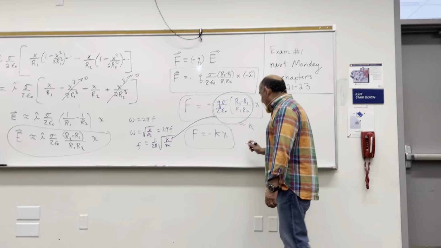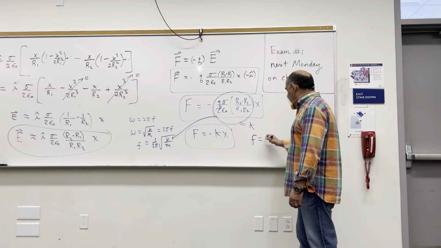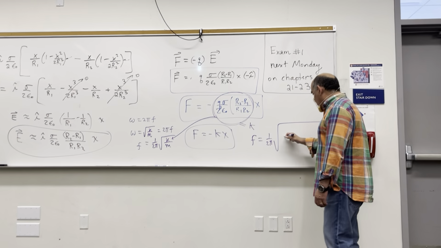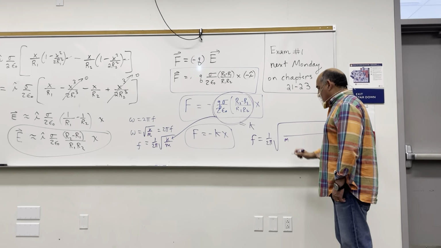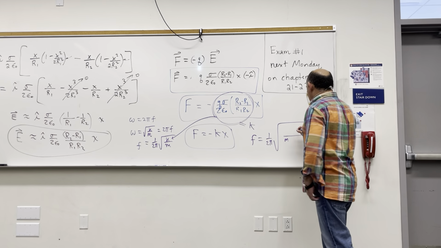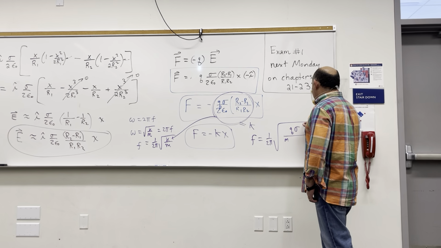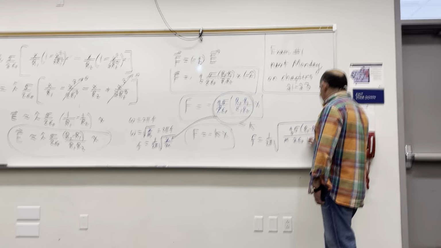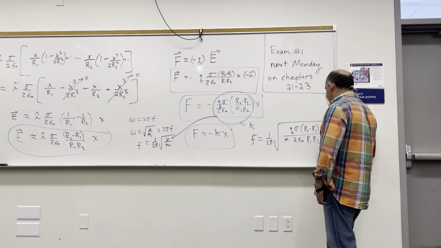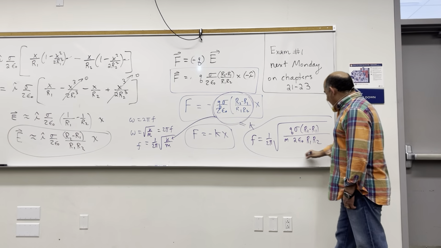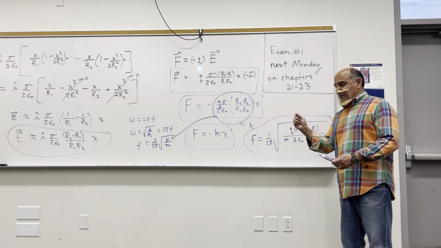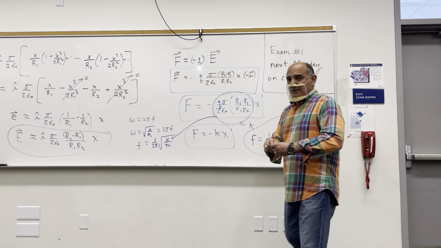So the result is that f, the frequency of oscillation, will be 1 over 2 pi times the square root of, I'll just put the m over here so I don't forget it, and then I have to put this constant, q sigma (r2 minus r1) over 2 epsilon naught, and I hope I don't forget anything. If you evaluate this, it's going to be a frequency in hertz. And that'll tell you how many oscillations this thing is going to make in 1 second.